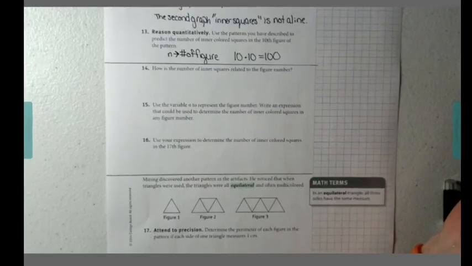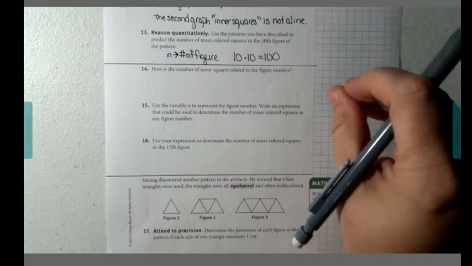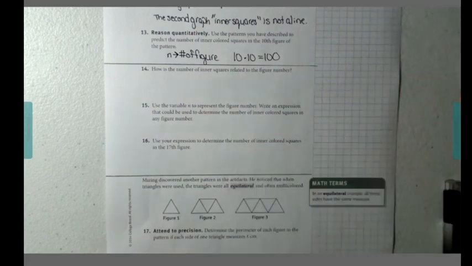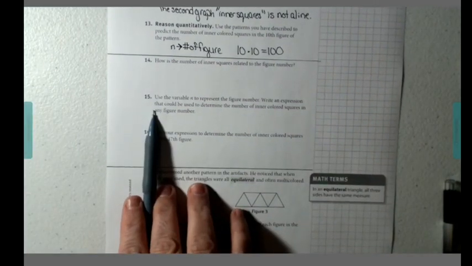All right, the fifth section from lesson 1-2 that we will be covering are questions 14 through 16. And the first question that it asks in this section is, how is the number of inner squares related to the figure number? Now you should be able to answer this because we've talked about this way back in the beginning. Back in like question 7, I believe, 7 or 8.